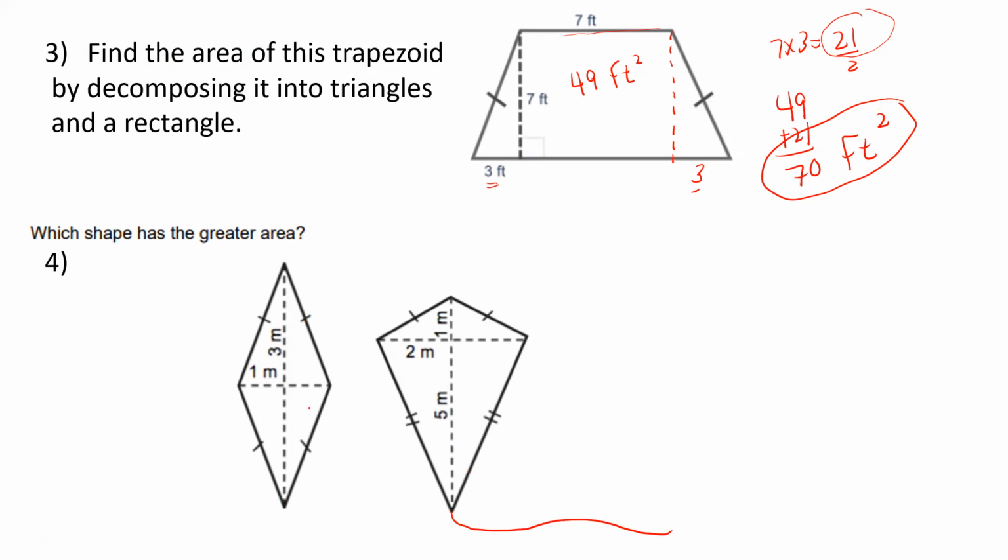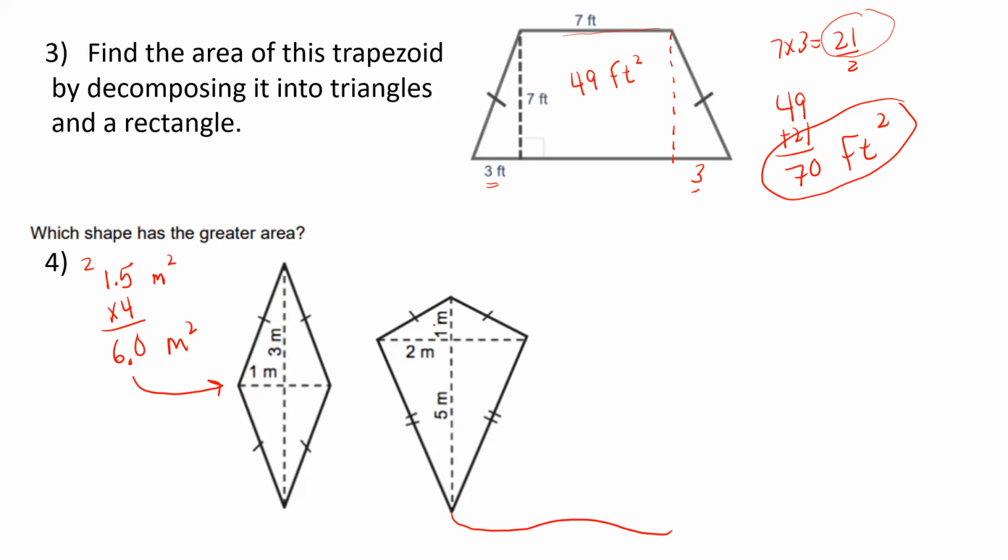So on the left side, these are all congruent triangles. So we have a height of 3, a base of 1. So 3 times 1 is 3. Since it's a triangle, we would half that. Half of 3 is 1.5. So each triangle has an area of 1.5 meters squared, and there's 4 of them. So altogether, the area of this one is 6 meters squared.